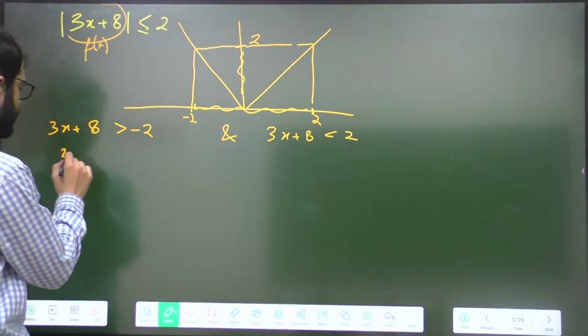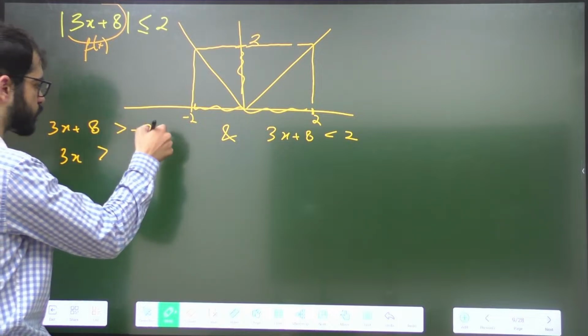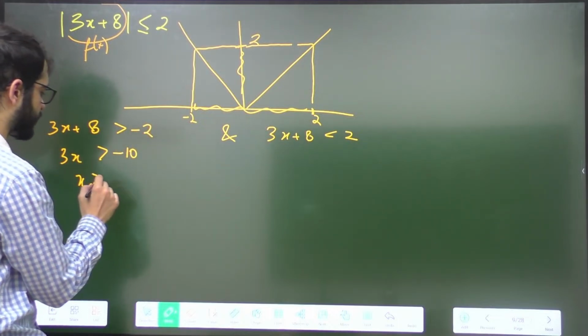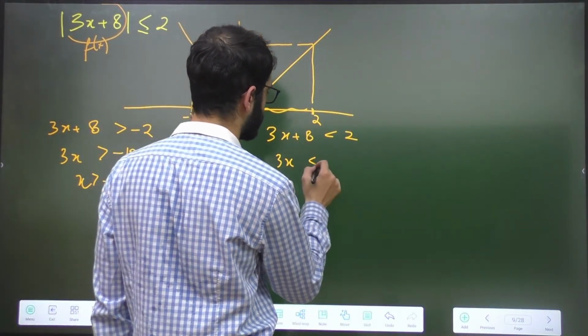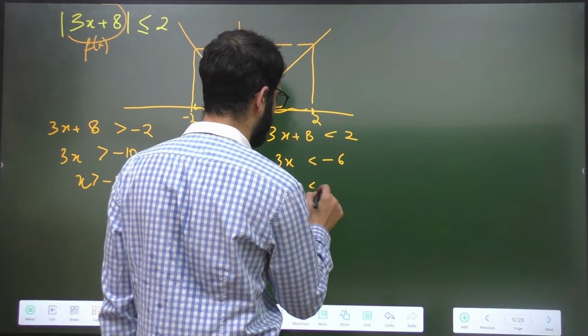So I can say that 3x minus 8, minus 2 minus 8 becomes minus 10. So x is greater than minus 10 upon 3. And on this side, I'll subtract 8. So I'll get 3x less than 2 minus 8, which is minus 6. x is less than minus 2.